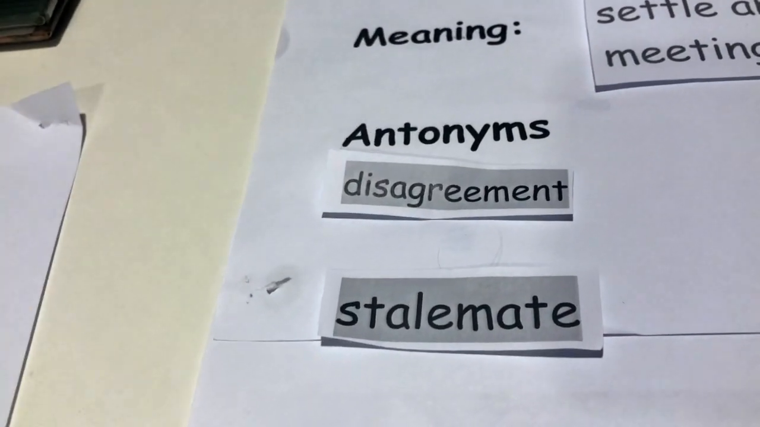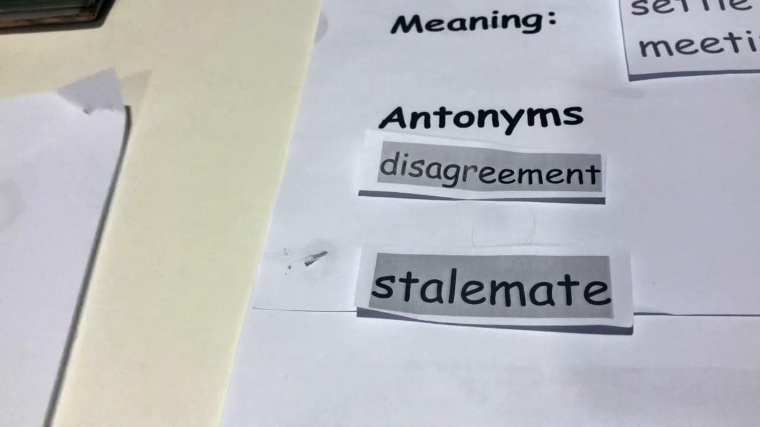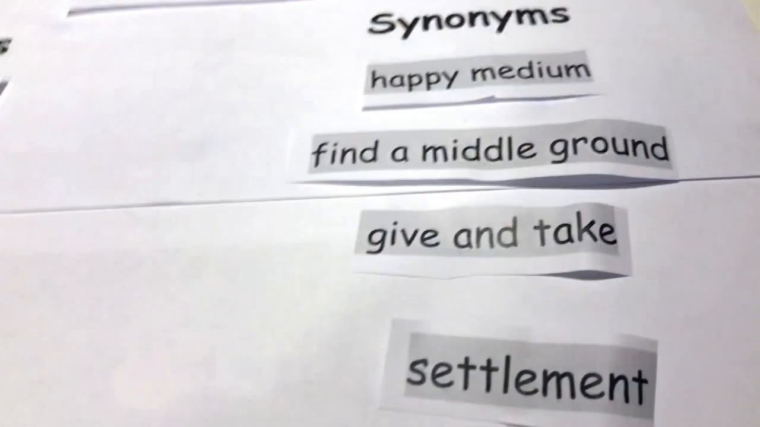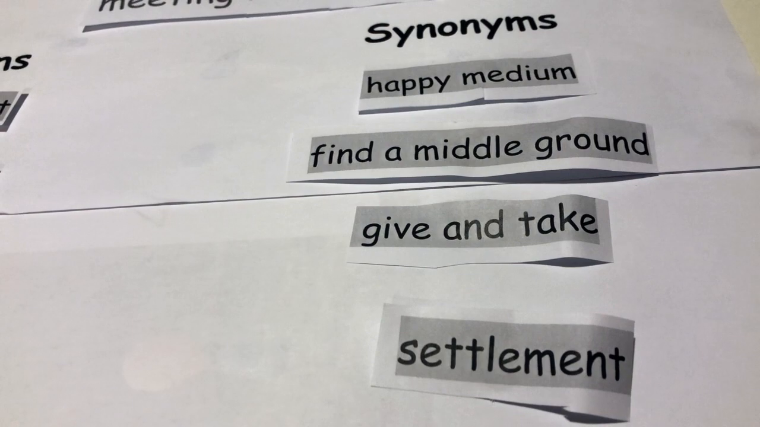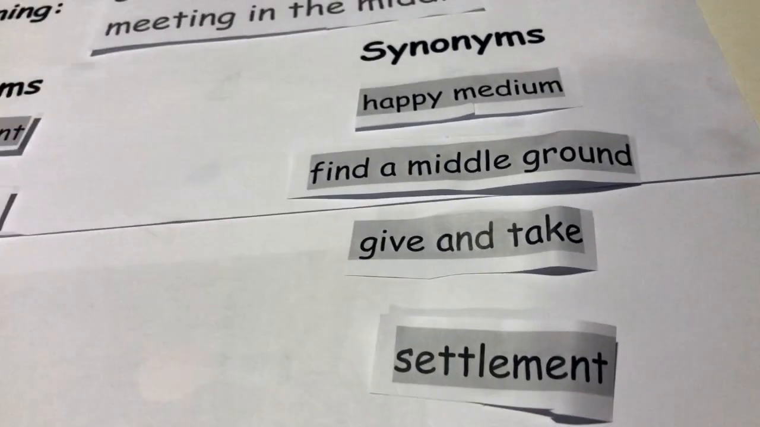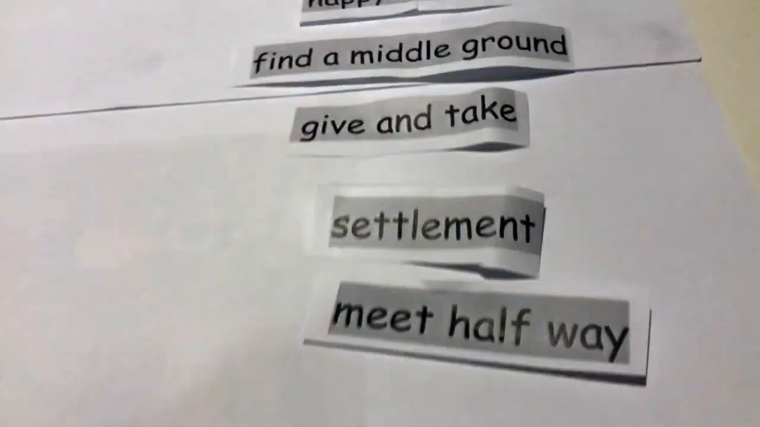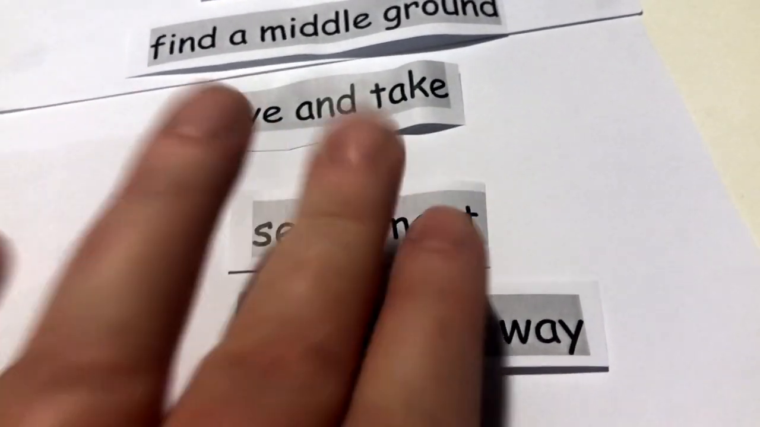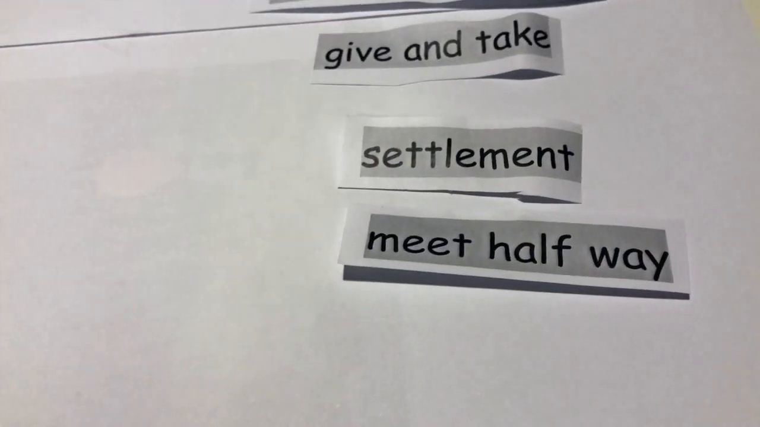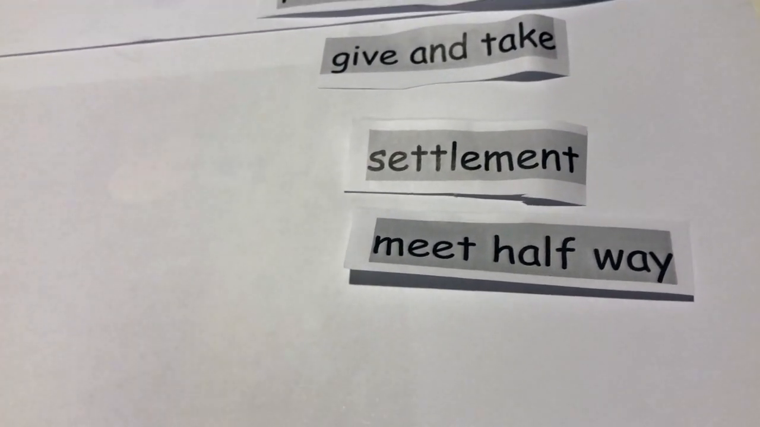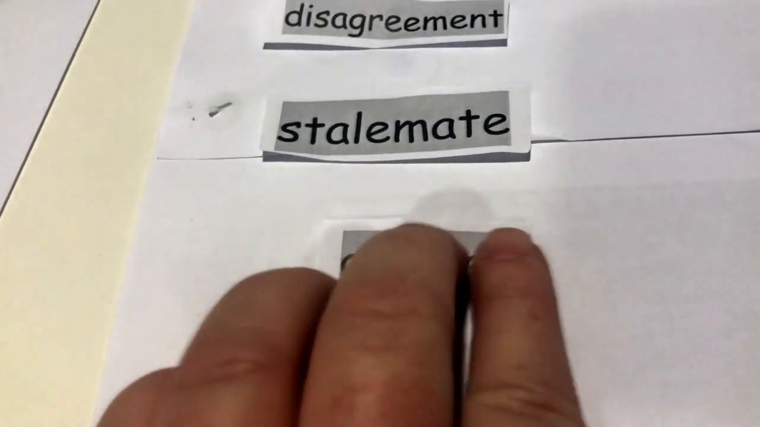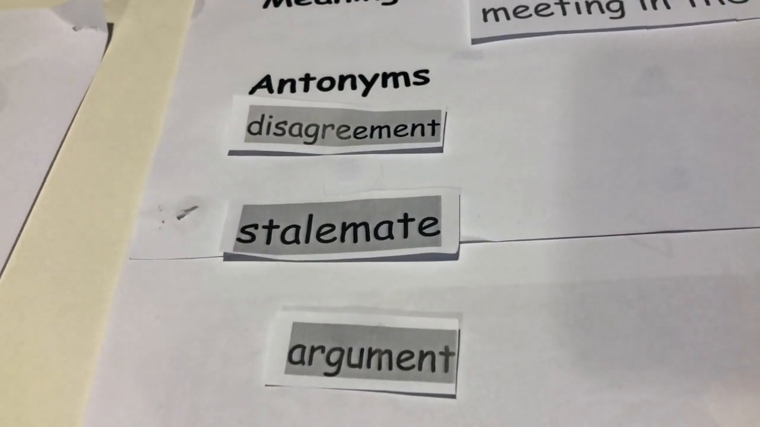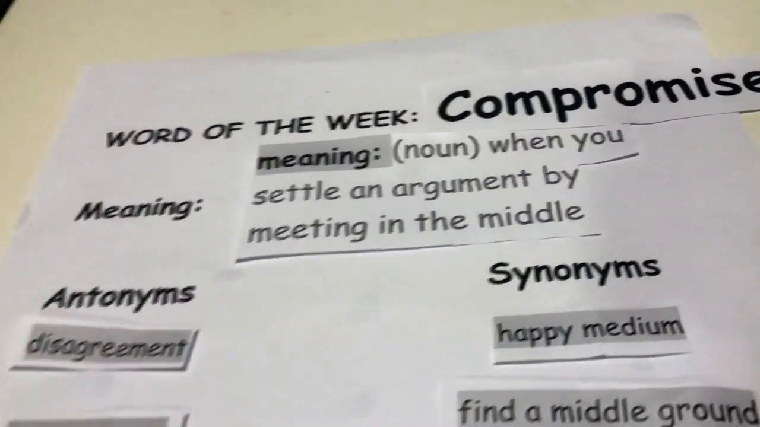Okay. Now I've got a couple more, which I will just put in. Another synonym could be settlement. You reach a settlement. So you reach a decision where you've both settled, so you've both come to some sort of compromise. So that could also be another word for compromise. Or you could meet halfway. That's another way we could say a compromise. So, you know, we've met in the middle, or we've met halfway and found an answer that we're both happy with. But another antonym could be something like argument, because argument is the same kind of thing as disagreement. You still haven't come to any solution. You're still arguing.